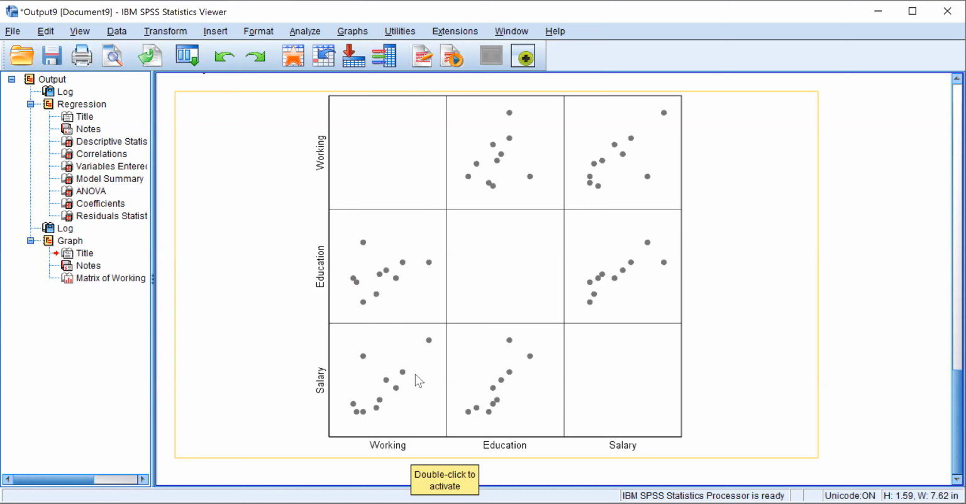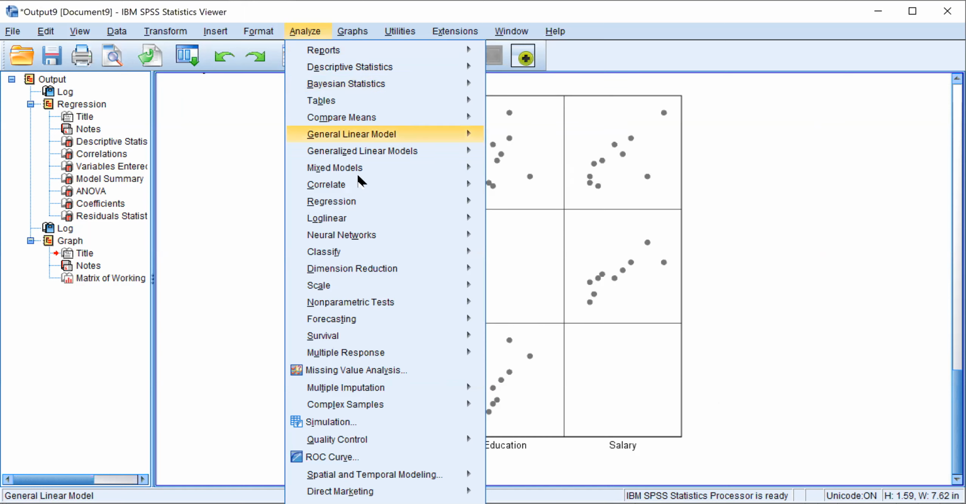We can also look at how education is related to working. So this is the one, and you see that they seem to be related also in a positive trend, but not as much related as working and education are with the salary. So once we have checked the scatter plots, each of these predictors seems to have a linear relationship with salary. Now we're going to run the regression.